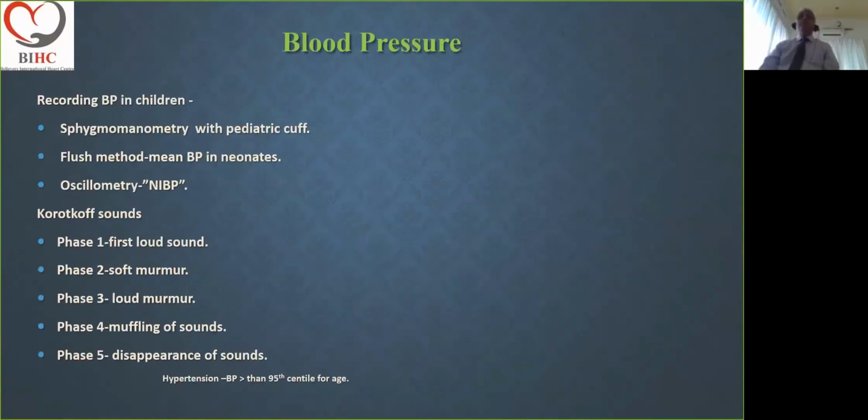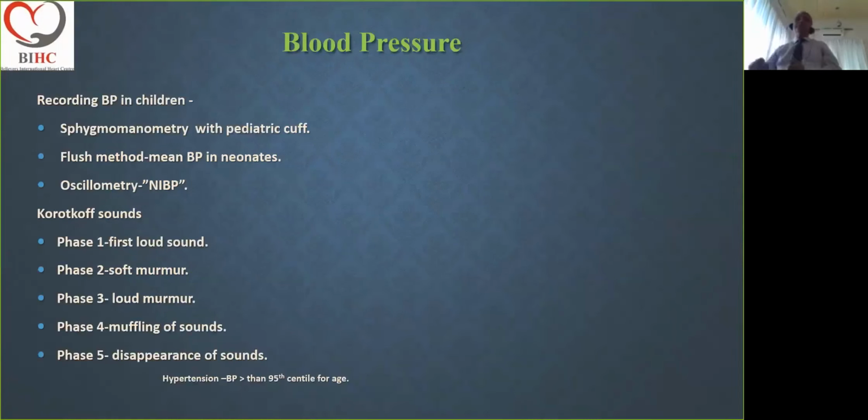Blood pressure, you have different ways of recording the BP in children. In an older child, you could have sphygmomanometry with an appropriate pediatric cuff. You could use a flush method to check the mean BP in neonates. And you could use the oscillometric technique, which is what all of us do in what we would call NIBP. It's an oscillometric technique.